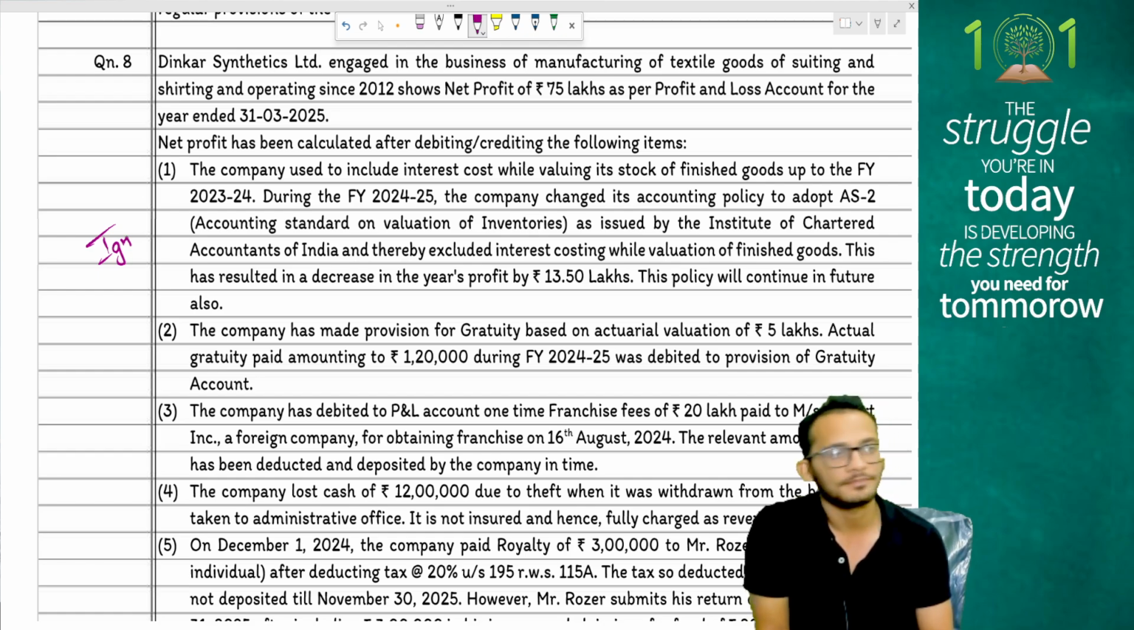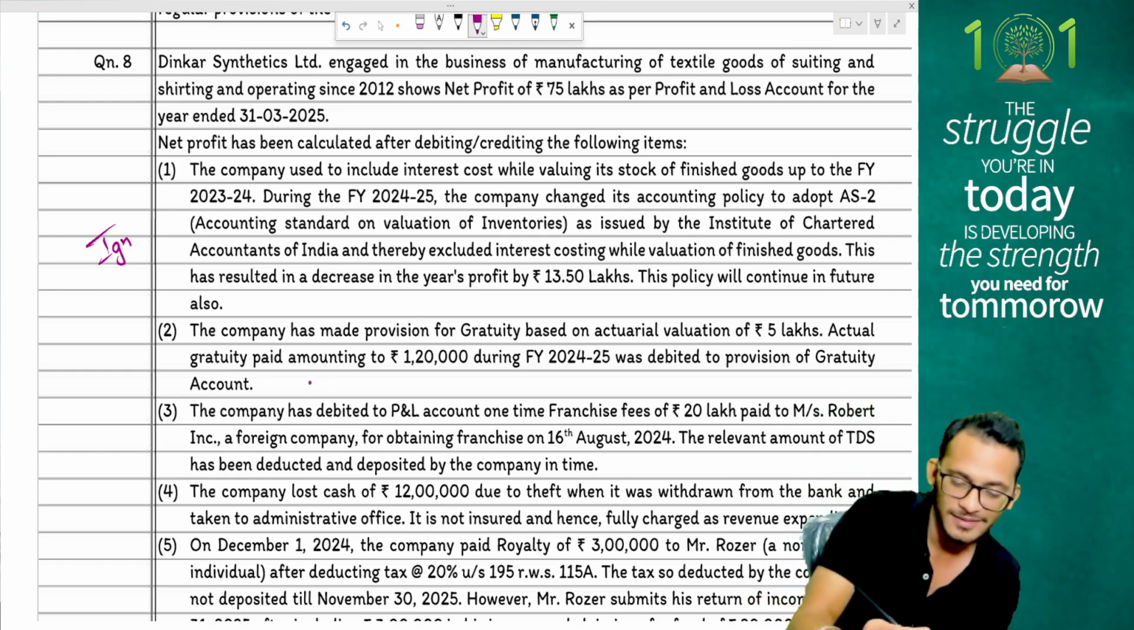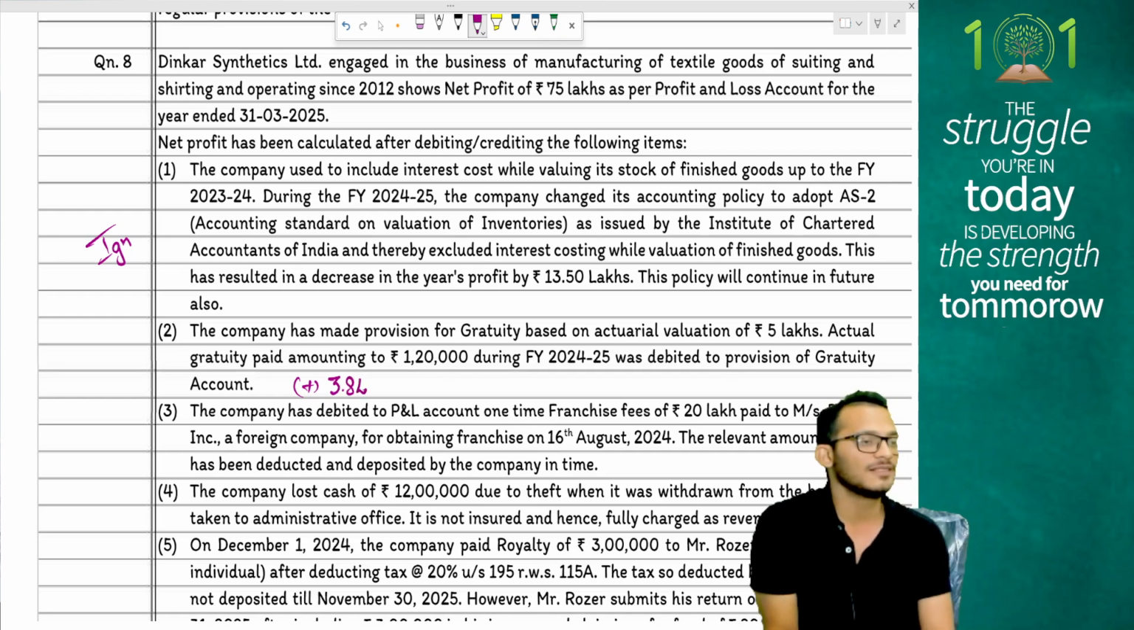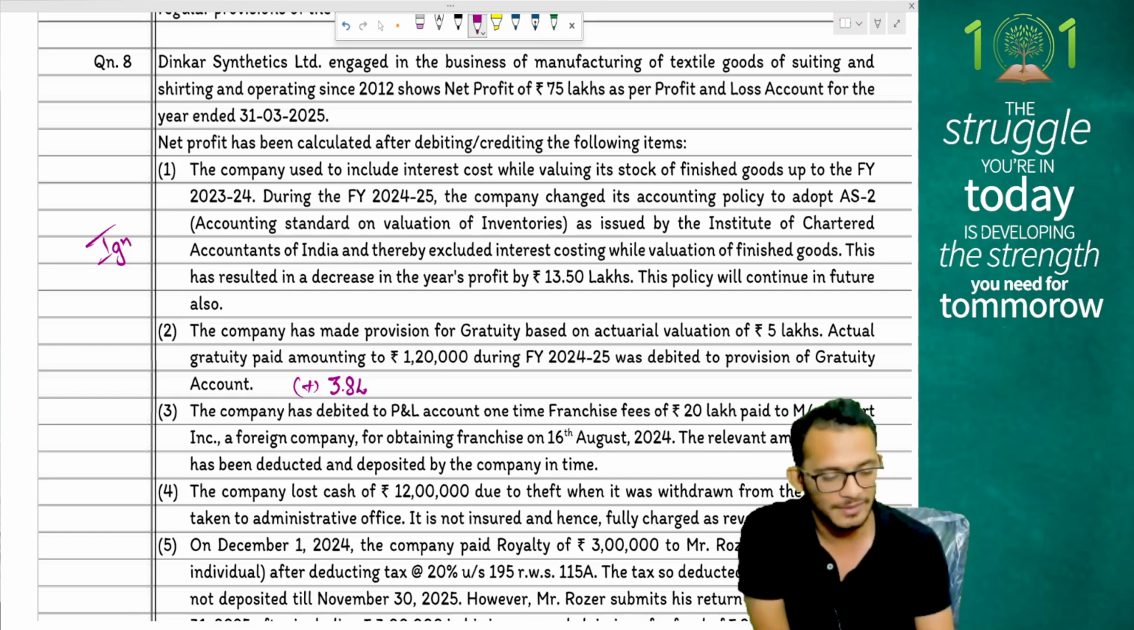Clear? Question number 2, people. It says the company has made a provision for gratuity based on actual valuation. I don't even have to look into it. Answer is disallow 3.8 lakhs. I told you, people, some adjustments will keep repeating themselves.